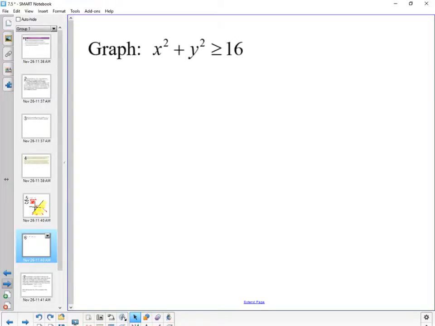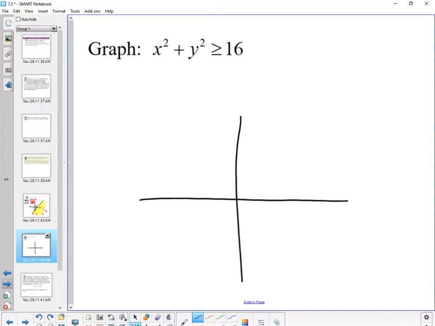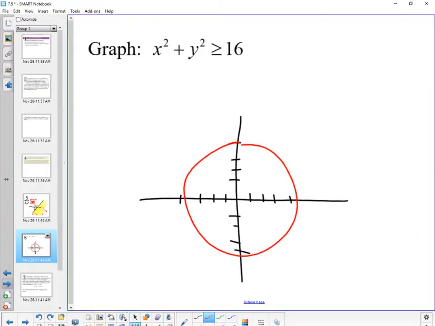This is definitely not linear. How do I know? Squares. I've got squares. What am I looking at? I'm looking at a circle. Where's my circle centered? 0, 0, and has a radius of 4. That means I've got to go 1, 2, 3, 4 in each direction. And my circle should look something like this right here. Close enough.